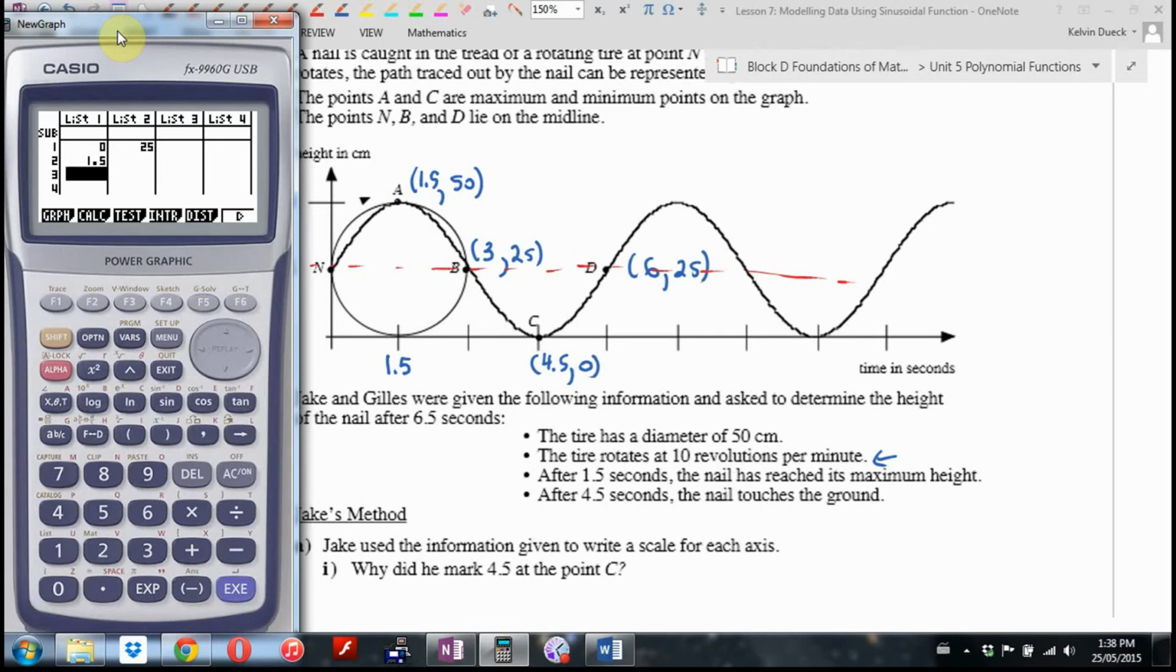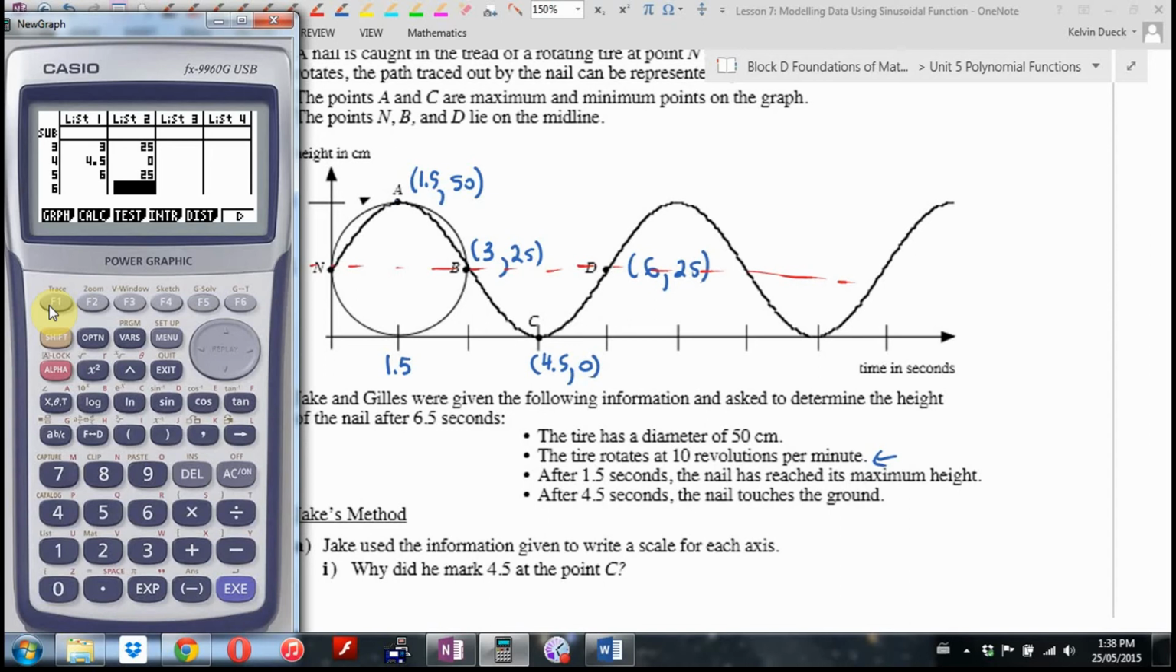1.5, comma, 50. What are the coordinates of point B? 3, comma, 25. Point C, 4.5, comma, 0. And the last point, 6, comma, 25. It's a little awkward. You got to hit enter and then arrow sideways and up, right? But okay, it's doable.